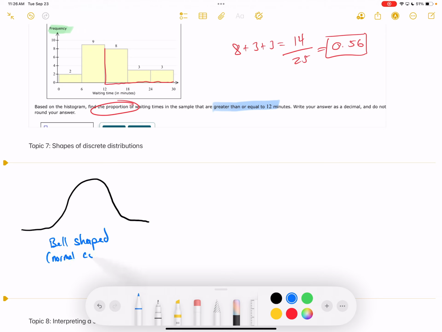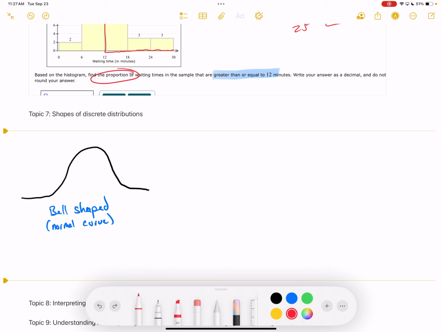I'm skipping ahead just a little bit, but y'all know these words: mean and median, right? The mean is the average. You add them all up and divide by how many there are. Can somebody tell me what the median is? The middle number. You line them up from least to greatest, and it's the middle number.